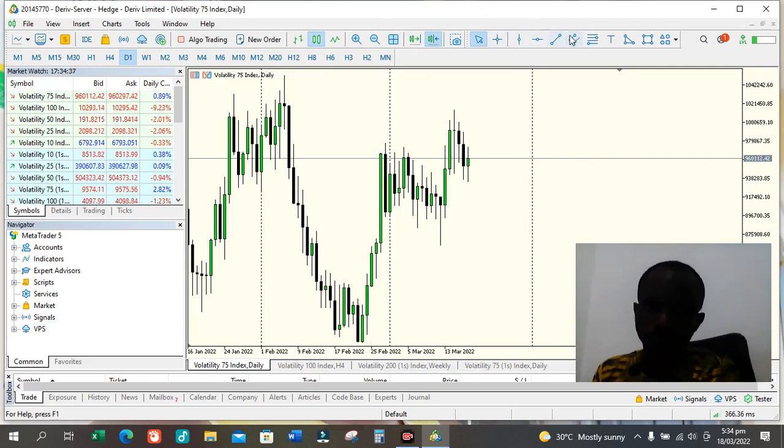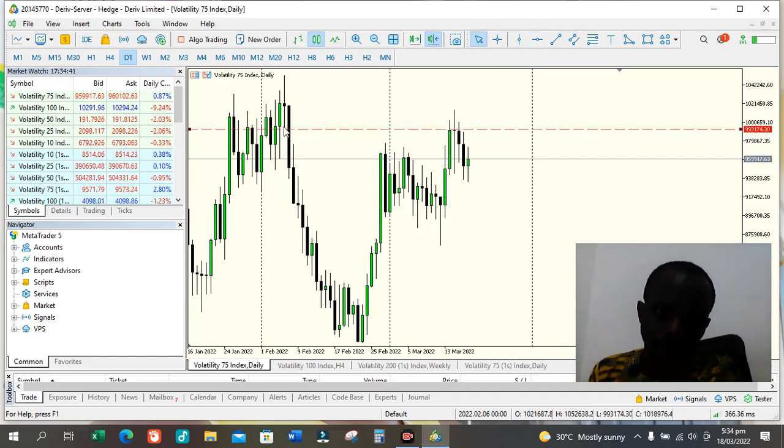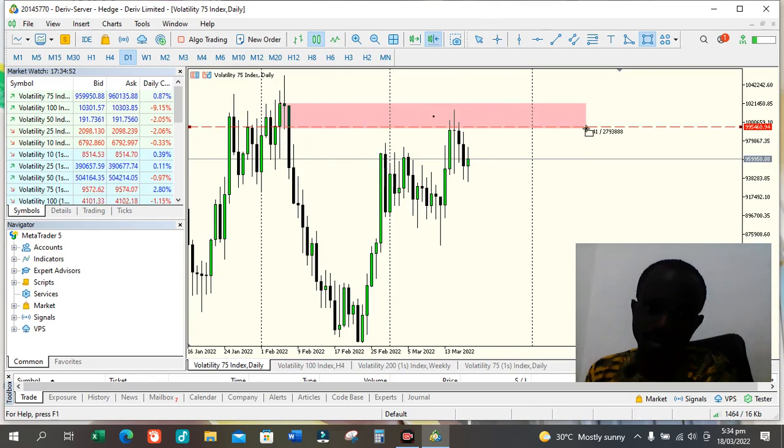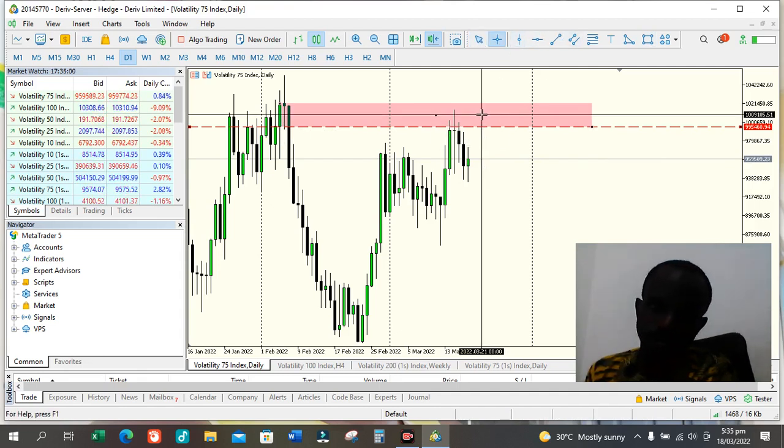Even if we are using the premise of order block theory, we have this as the last bullish candle. If we are using this bullish candle as our premise, this is where we would have taken the trade.